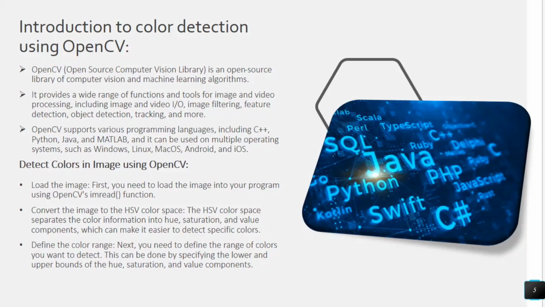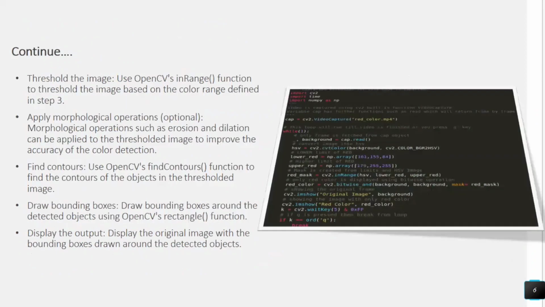Detect colors in an image using OpenCV. How to detect color from an image using OpenCV? Here is the whole procedure. First of all, load the image into your program using OpenCV. Then you need to convert it into HSV color space. Then define the color range, where you define the range of colors you want to detect. This can be done by specifying the lower and upper bounds of the hue, saturation, and value components.